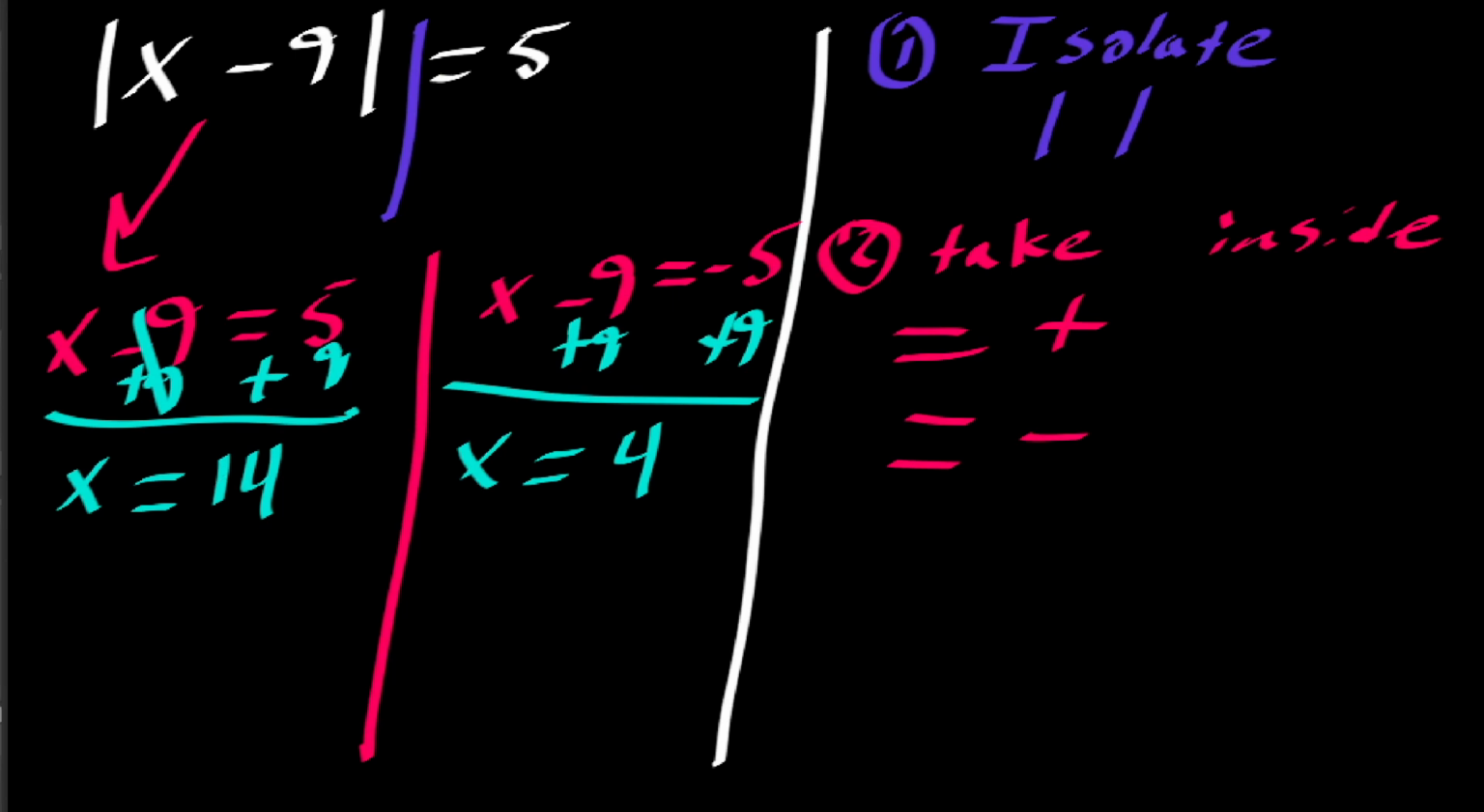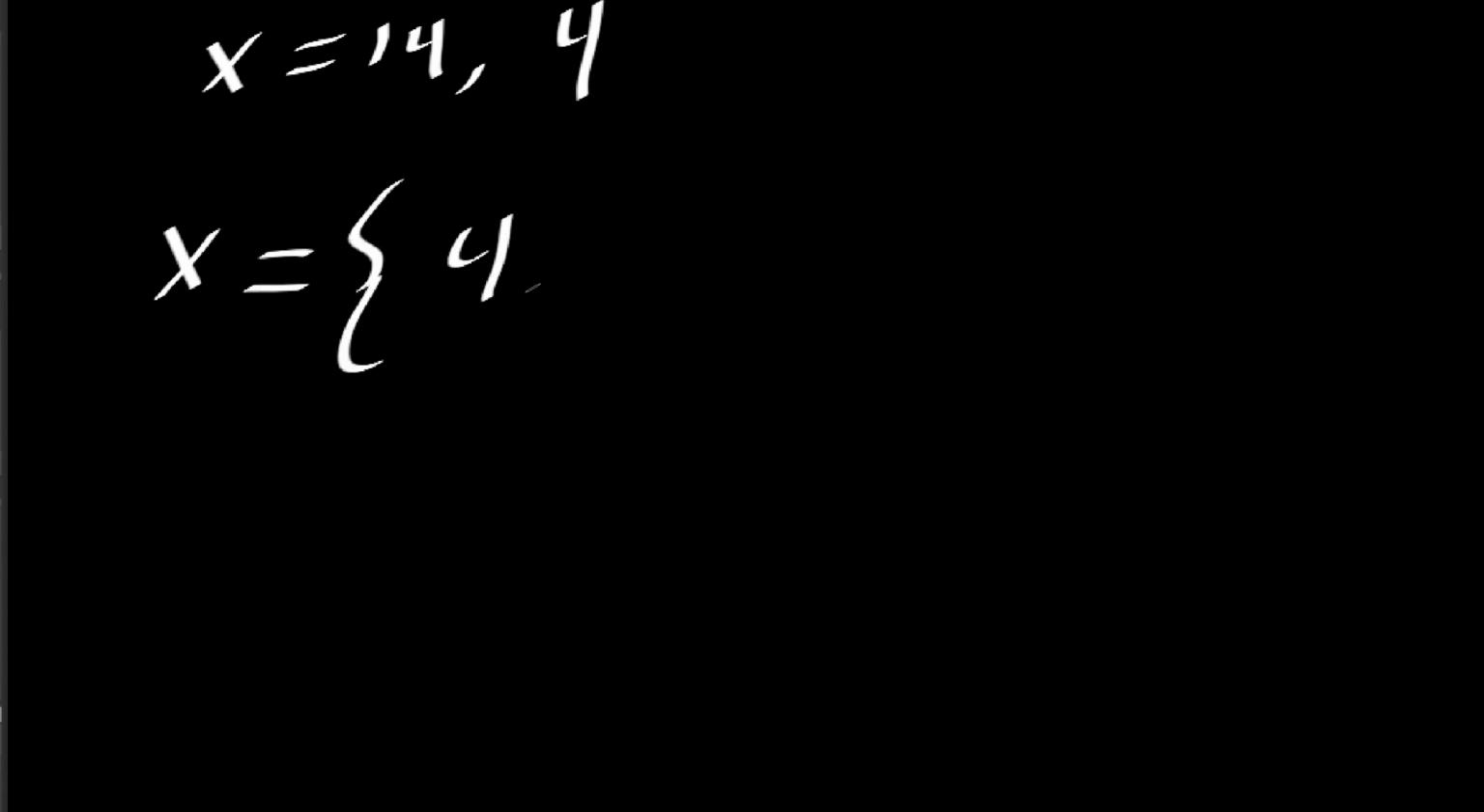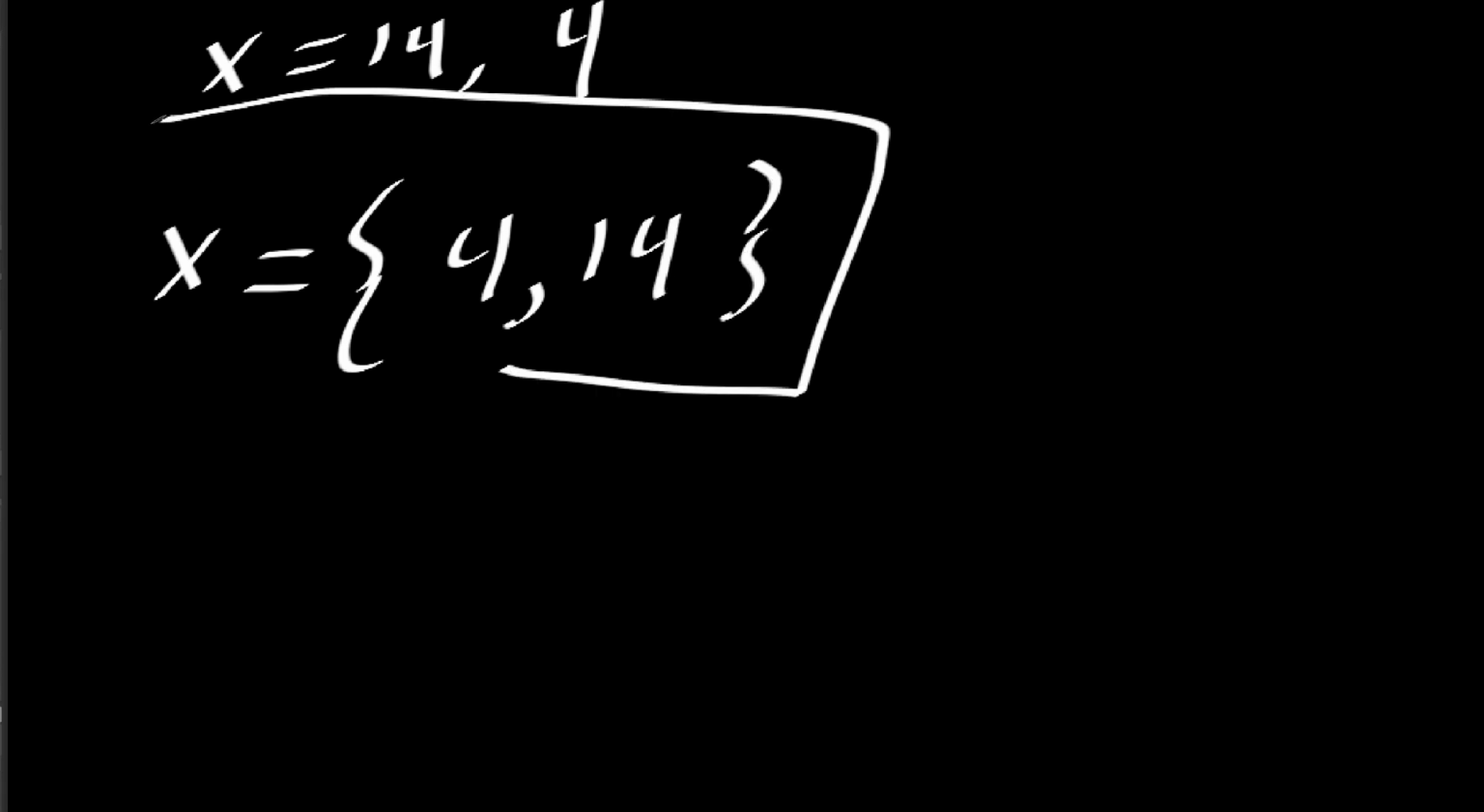Let me actually clear all this out. So we said x equals 14 and 4. Here's how you'll most likely write this. It's called set notation. You'll say x equals, and then you'll draw these brackets, and you'll say 4, 14, and we're basically saying x is equal to two things. It's the set with 4 in it and 14 in it.